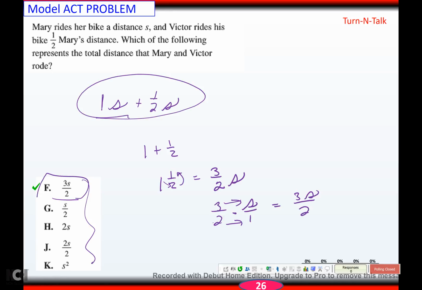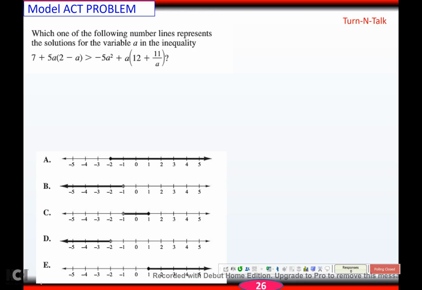This is correct, but they didn't write it in that form. So again, sometimes you got to get your answer and then play with it to make it look like how they represented the answer. Alright, try this one. Hit pause. Come back when you're ready.